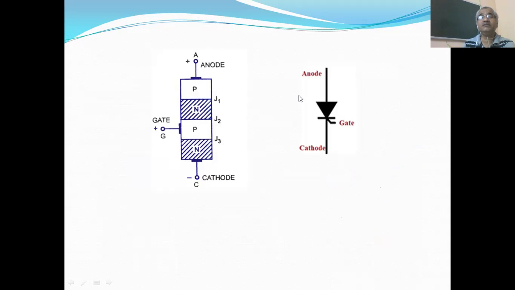Now see, this is the symbol of the silicon controlled rectifier. This is the gate, this is the anode, and this is the cathode, PN, PN. There are three junctions, J1, J2 and J3, and this is the symbol of the silicon controlled rectifier, SCR. The symbol is similar to the diode, only one extra terminal is taken out, and that terminal is called the gate. So this also has gate, anode and cathode.